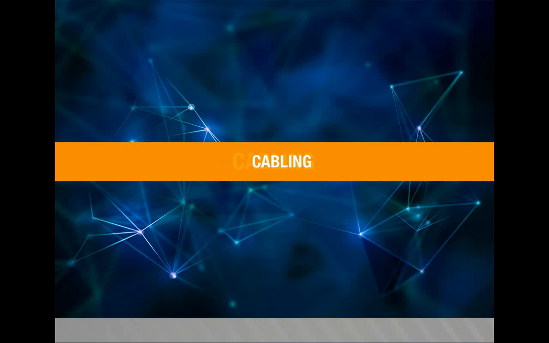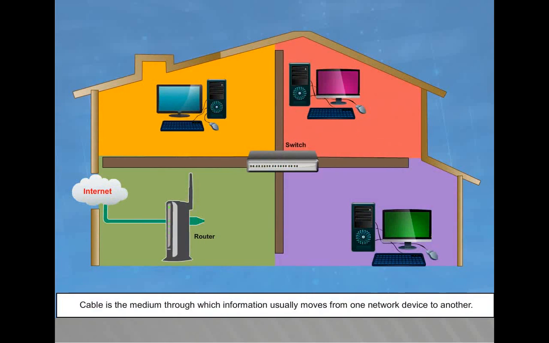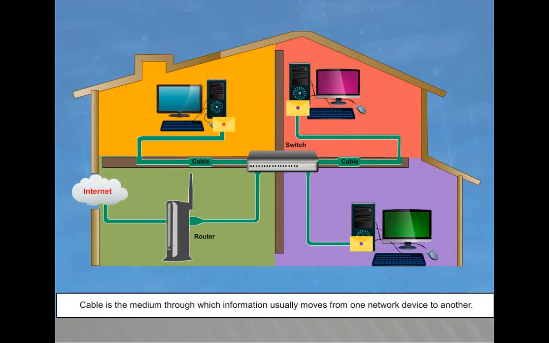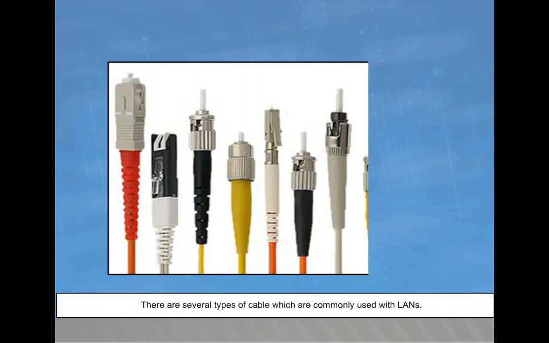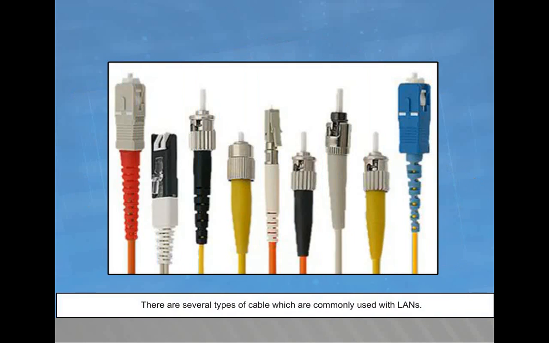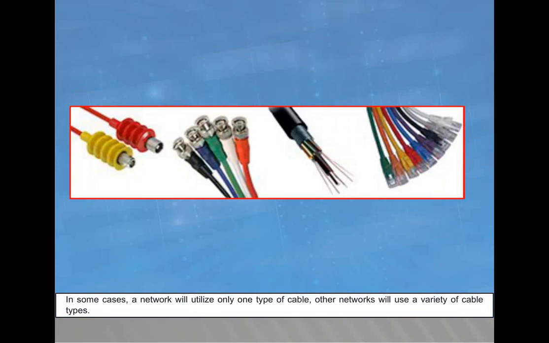Cabling. In this video, we are going to learn about cabling and its types. Cable is the medium through which information usually moves from one network device to another. There are several types of cable which are commonly used with LANs. In some cases, a network will utilize only one type of cable. Other networks will use a variety of cable types.